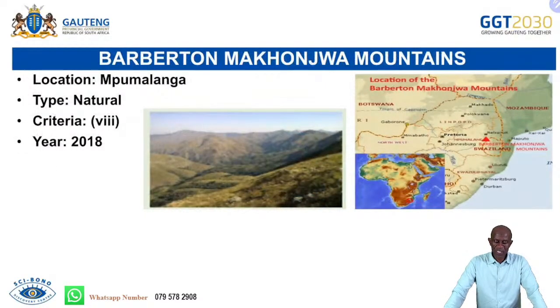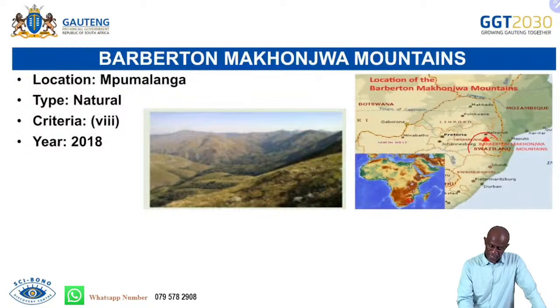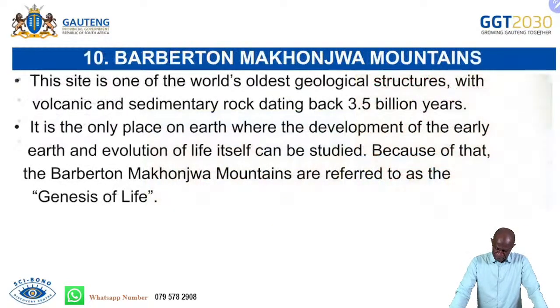Barberton Makhonjwa Mountains, located in Mpumalanga, is a natural World Heritage Site. The criteria used was criteria number 8, and the year of declaration was 2018. So it is situated in Mpumalanga. Here is the exact location on the map, and it is our 10th World Heritage Site and the latest in the list.